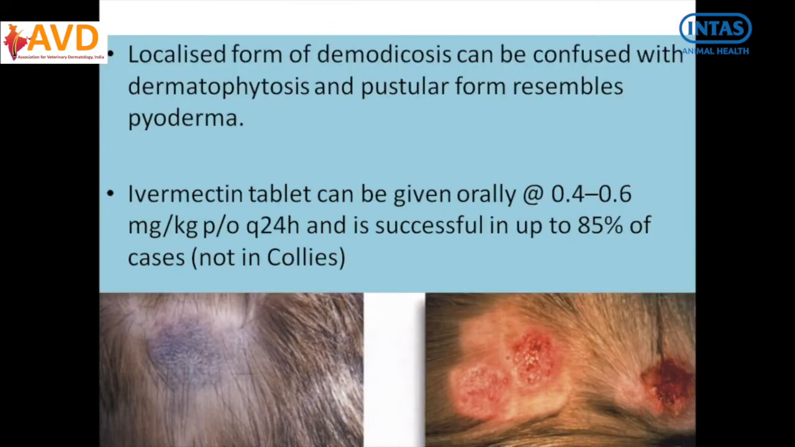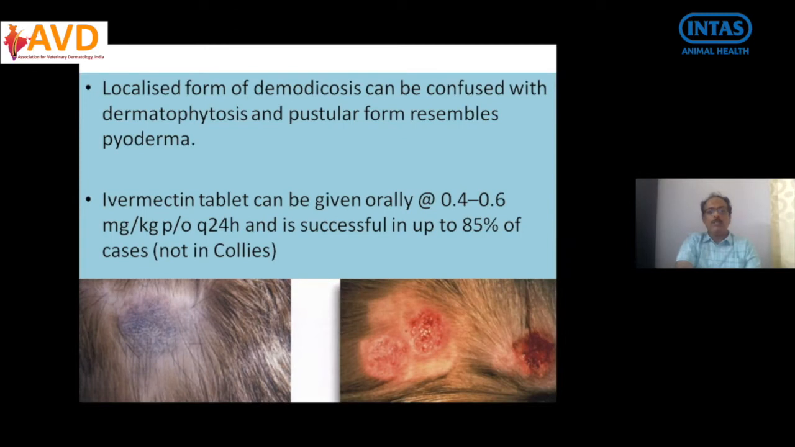All predisposed to demodicosis. Then the localized form of demodicosis can be confused with dermatophytosis, and the pustular form resembles pyoderma. So demodicosis localized form, as you can see here, the picture on the left side with the hyperpigmentation, that is a typical case of localized demodicosis, but that may be confused with dermatophytosis. So you have to take a deep scraping in every lesion and check for the presence of demodex. And the picture on the right side is actually a dermatophyte condition. So that may resemble pyoderma, but this is a dermatophyte condition.